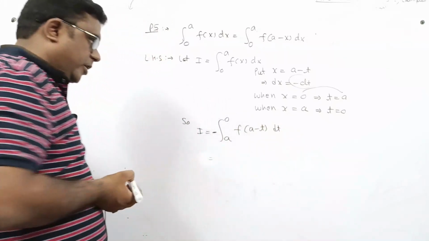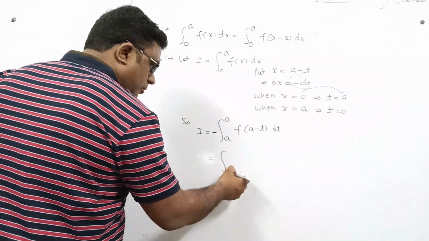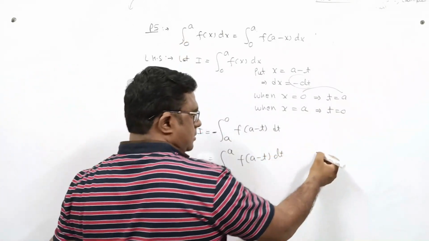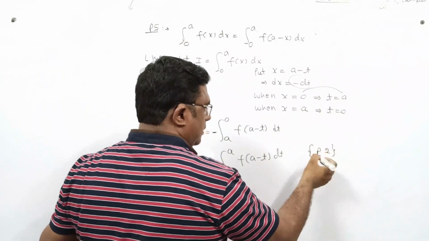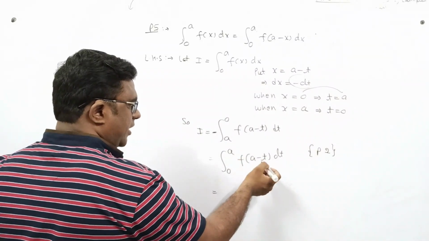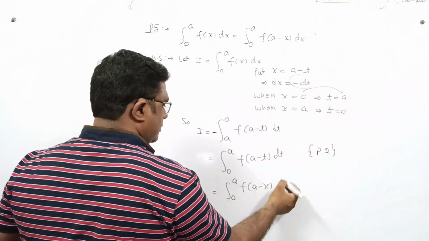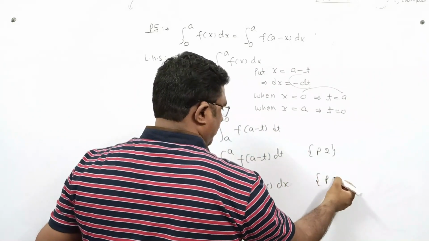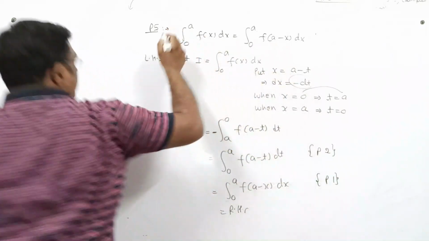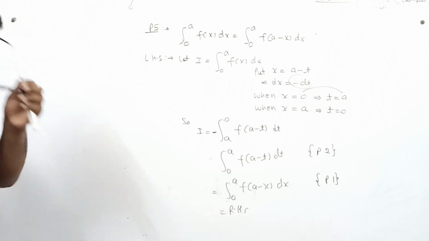Now we will apply property number 2. This sign will change and the limits will interchange. So 0 to a f(a minus t) dt. This is the use of property number 2. And now we will use property number 1. We will change the variable t into x. So integral 0 to a f(a minus x) dx. It is the use of property number 1. This is the right hand side of this property number 5. So property number 5 is proved.